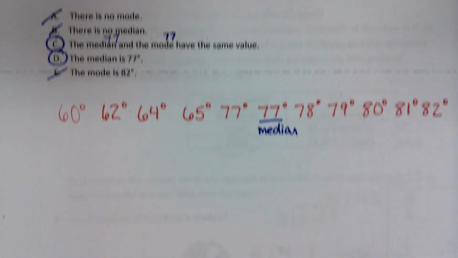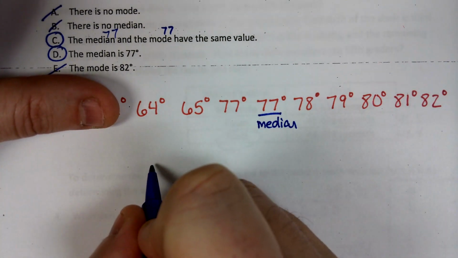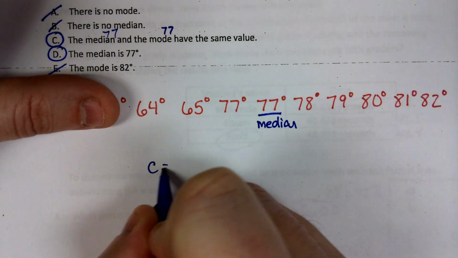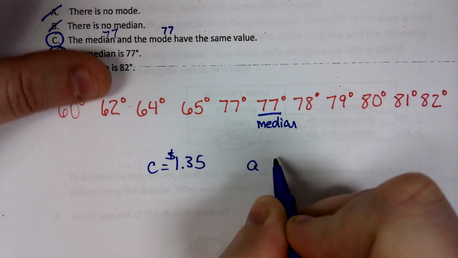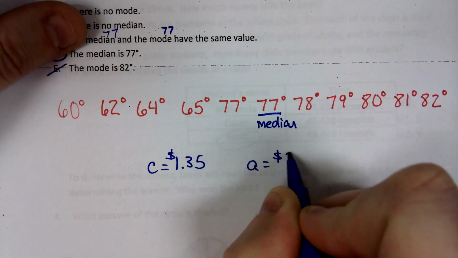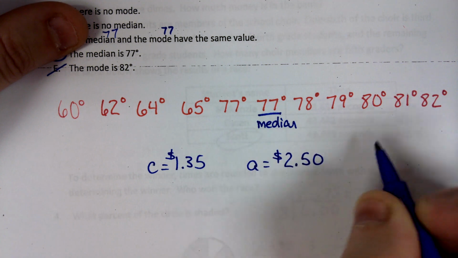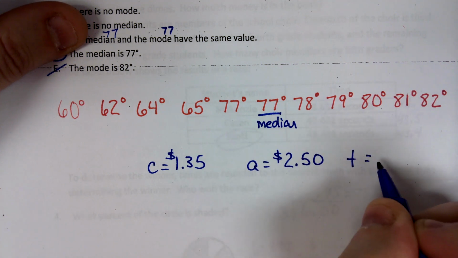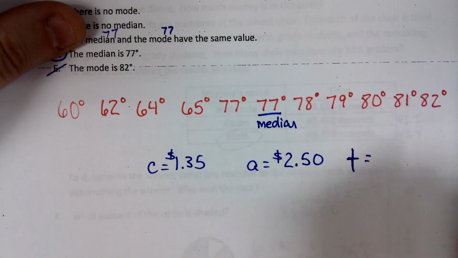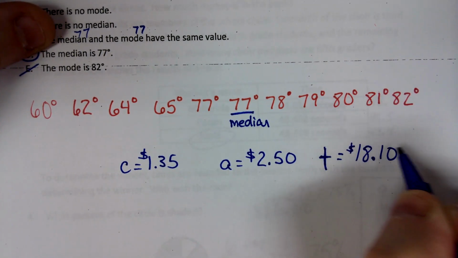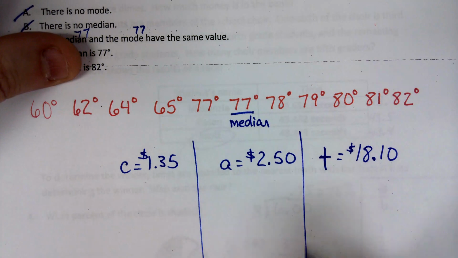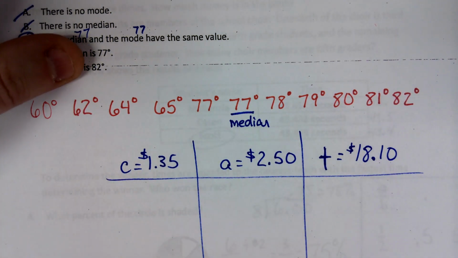Now I'm going to come down here and rewrite some of this information. So the children are $1.35 for the game. The adults are $2.50 for the game. And we know the total, that's not a plus sign, that's a T for total, was $18.10.